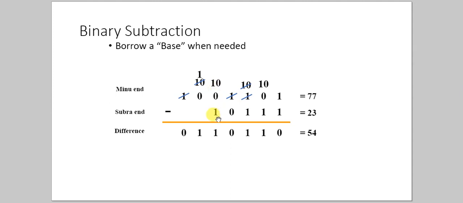So 10 minus 1 is 1. Since we borrowed 1 from here, from 10, 10 minus 1 is 1. So that remains over here, 1. Since that has been borrowed, there is 0 left over here. So the final difference, the result, is 110110, which is in base 2, and this is base 10. If you convert it from binary to decimal, you get the same answer, 54.